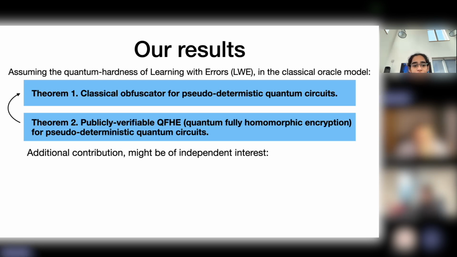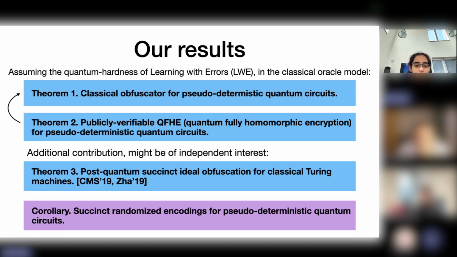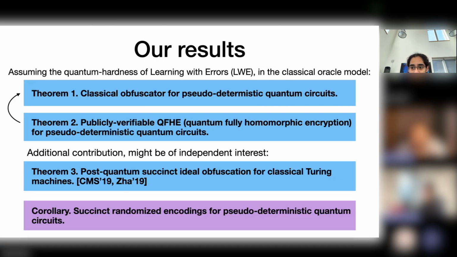And then as additional contributions that might be of independent interest to quantum cryptographers, we get post-quantum succinct ideal obfuscation for classical Turing machines using techniques from CMS and Chandri. And finally, this gives us the first succinct randomized encodings for this class of circuits, pseudo-deterministic quantum circuits. I won't talk too much about the second two results. I'll mostly focus on the first two.